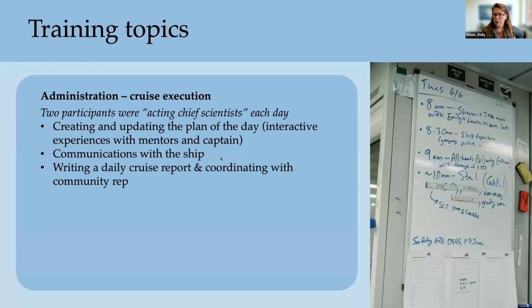A hallmark of the program was that we had enough ship days and the right number of participants to delegate 2 acting chief scientists per day. These people were responsible for creating the plan of the day, keeping tabs on operations, communicating with the bridge, and giving the captain a 24, 48, 72-hour outlook at the end of the day, which meant they had to poll the incoming next day chief scientists about what was going on. They also had to write a daily cruise report, and they worked with Lloyd to get those messages out to communities every day. So it was a good immersive experience of, okay, what do I actually have to do as a chief scientist in the moment?